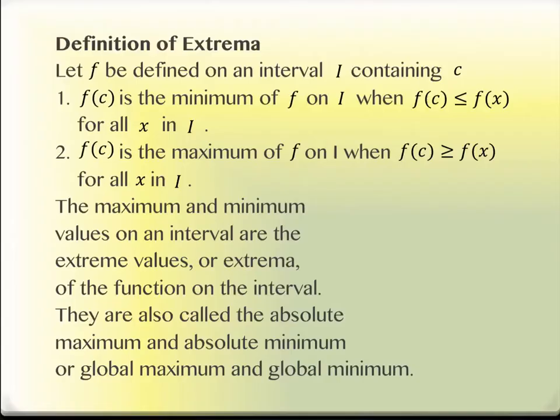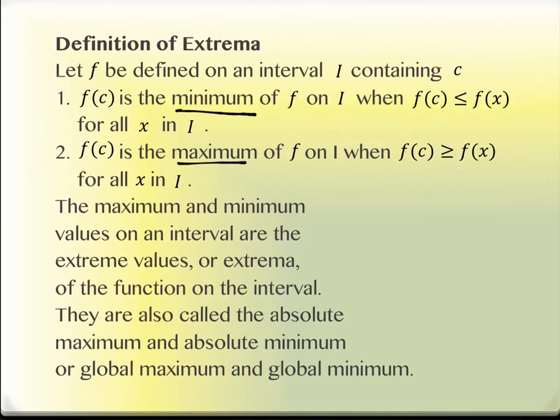So to start with, we need a definition of what we mean by extrema. Let f be defined on an interval I containing c. f of c is the minimum, so this is one type of extrema, of the function on the interval when f of c is the smallest value. Right? f of c is less than or equal to all the other f of x's. And f of c is the maximum on the interval when f of c is greater than or equal to all of the other function values on that interval.